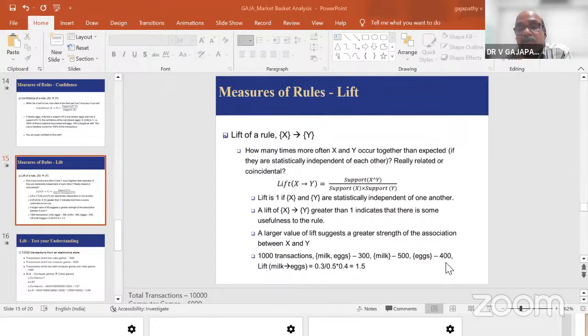Then 0.4 should be 0. That is, X should be 0. There is no purchase of X. If it is so, we cannot say that milk and X have a relationship. Of course, we are making X equal to 0. Are you getting my point? Or should I repeat it? Okay, sir. See, we are having numerator 0.3, denominator 0.5.